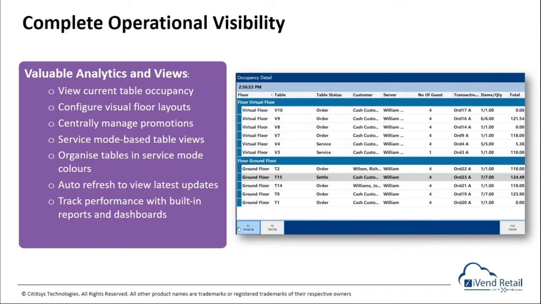We also offer configurable visual floor layouts with an intuitive drag and drop design functionality to position the tables in the floor layout grids. We also have a service mode based table view, so that in a restaurant floor view you can see all the tables. If they are in different service modes, you'll be able to see them in different colors. So you can have greater efficiency in operations, and you can organize tables in configurable colors to enhance the visibility.